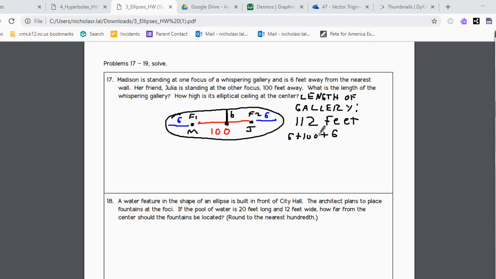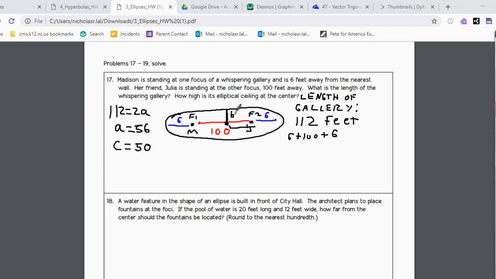If 112 is the length of the gallery, that means 112 is equal to 2A. That means A is equal to 56. And C, our focal length, is the distance between the center and the focus. So with 100 as the distance between two foci, our focal length C is equal to 50.